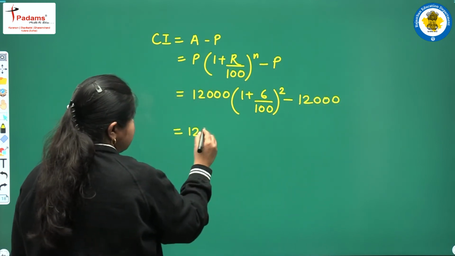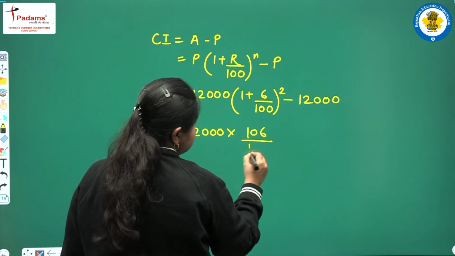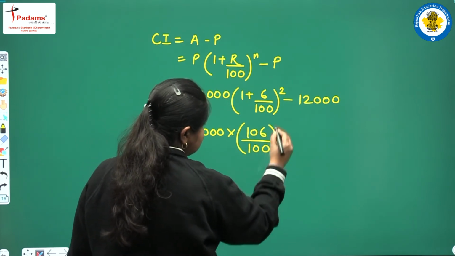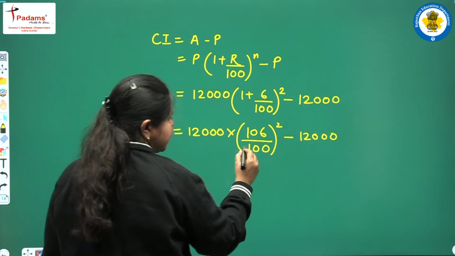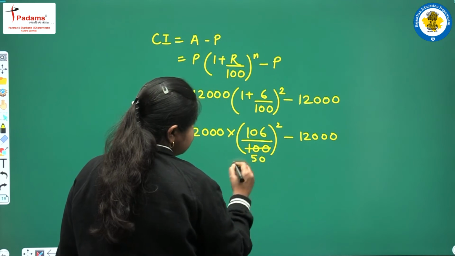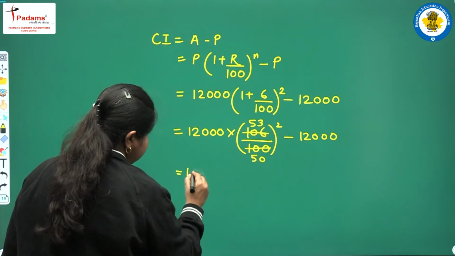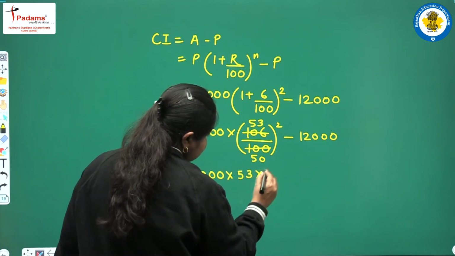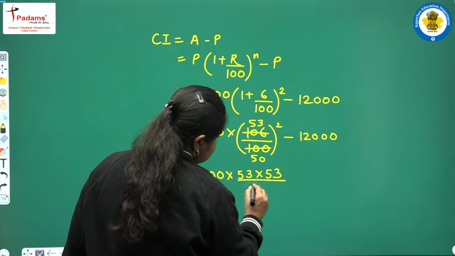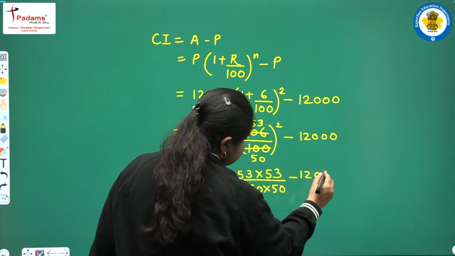This will be 12,000 into (106 upon 100) raised to power 2, minus 12,000. We are doing it directly. We can cancel these: 2 5s are 10, 0, 2 5s are 10 and 3s are 6. Next we can write 12,000 into 53 into 53 upon 50 into 50, minus 12,000.